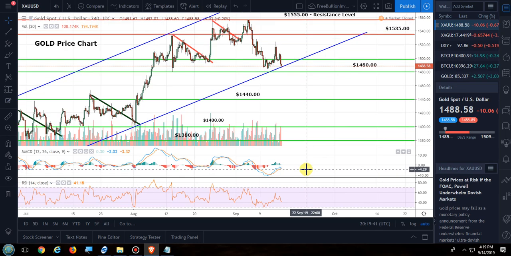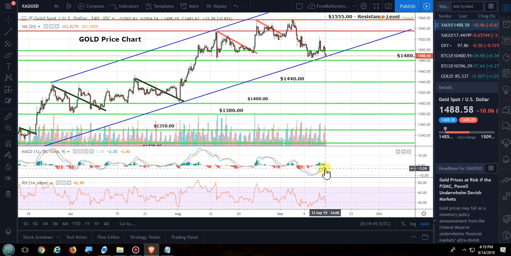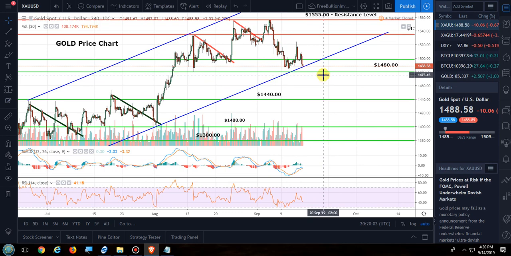But if you take a closer look at the MACD on the 4-hour chart, it looks like it's starting to change positions again. So we may see it drop through the ascending channel and break it to the downside. Now, I do have a positive pattern for gold, but there's a lot of negatives for gold right now in the market.